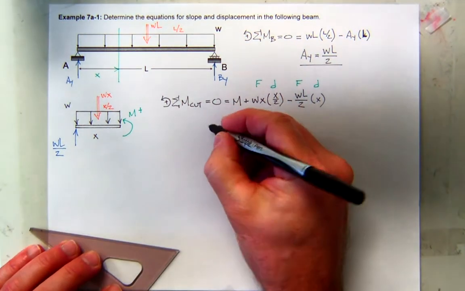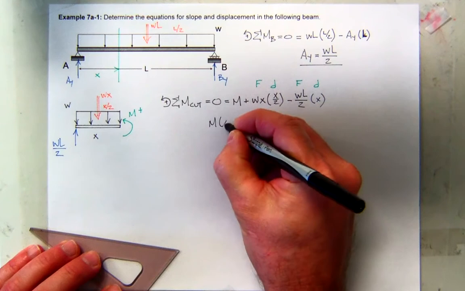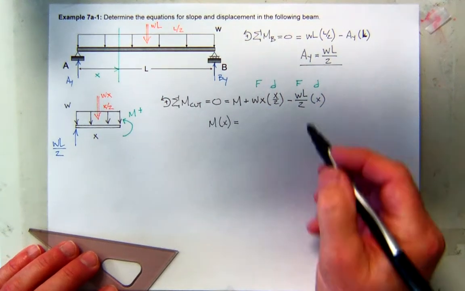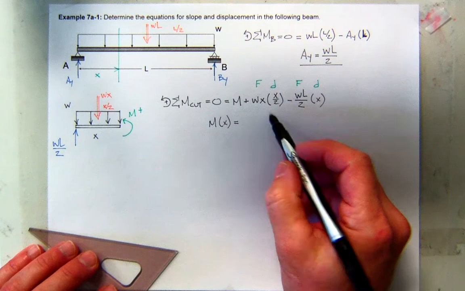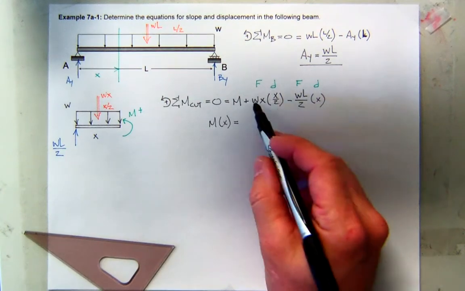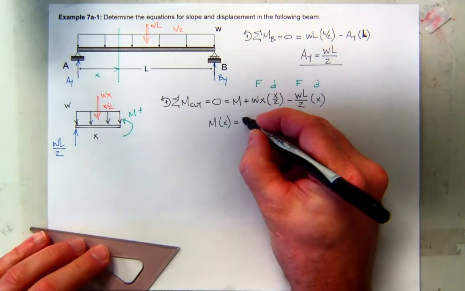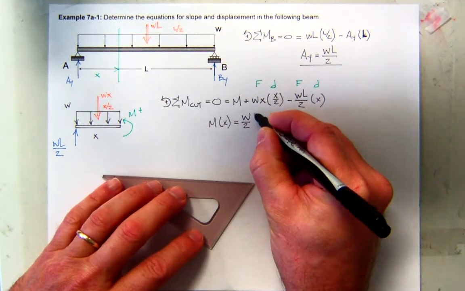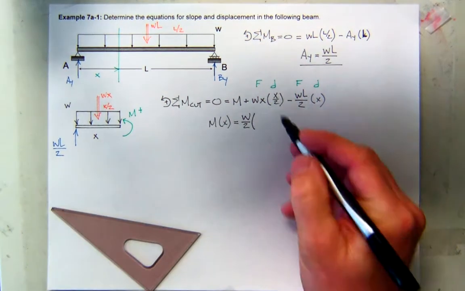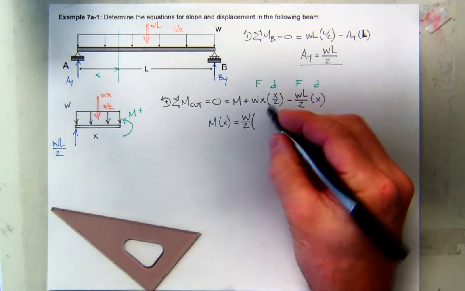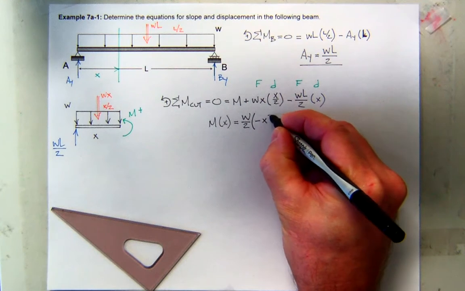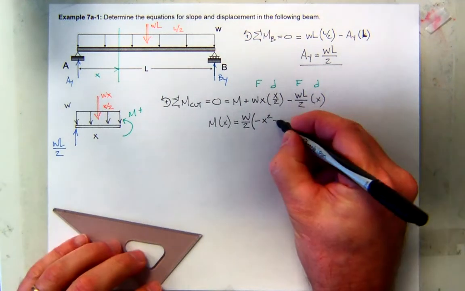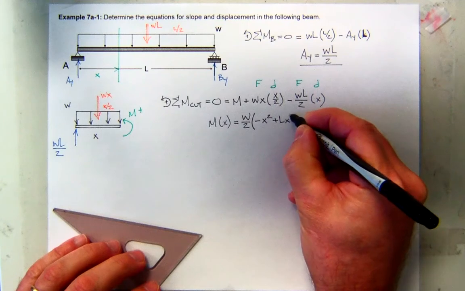So when we're done here, we're going to get a moment expression that's equal to what? Let's see. There's a w in both terms, and there's a 2 in both terms, so I'll factor that out, w over 2. And what am I left with? I've got an x squared, so that'd be negative x squared, and then I've got a positive xL.